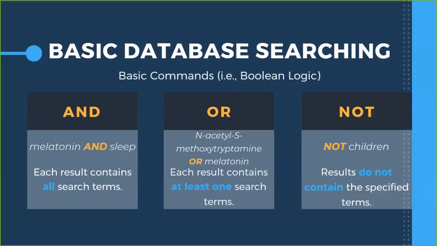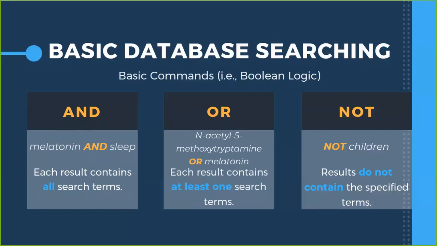So just as a review, there are some basic database searching commands that you can use, and we call them Boolean operators. And those are and, or, and not. And is used between two keywords, and all of the results that come back will contain both of those search terms within the record. And so that is helpful, and it helps you narrow your search results.